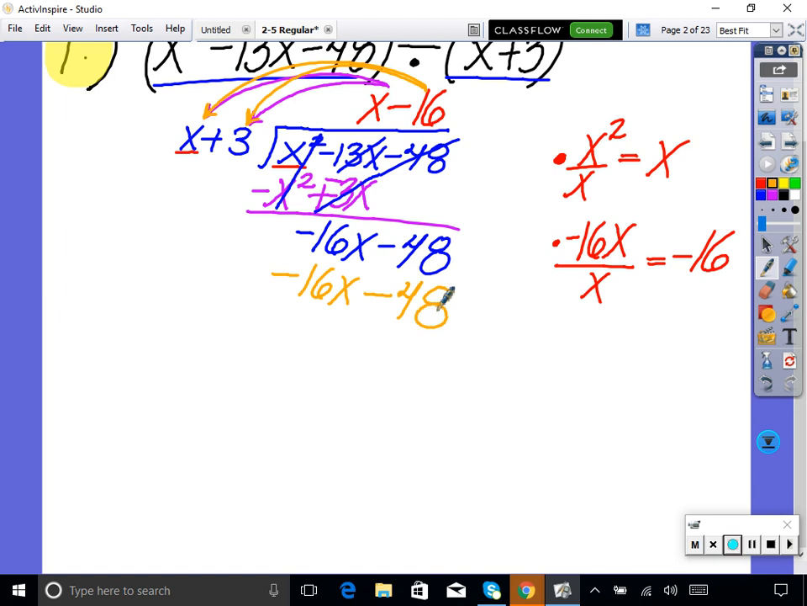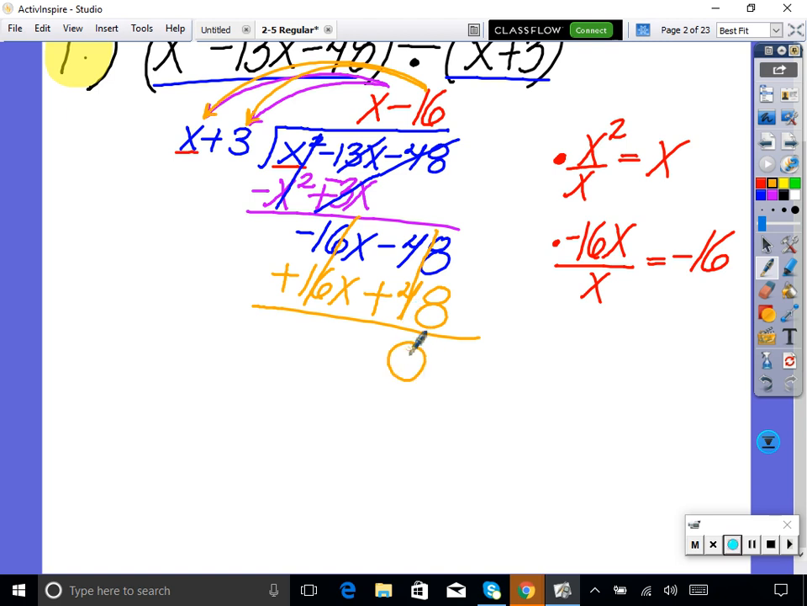We need these 16x's to cancel out. So we need to change the sign on this second one. If you change this sign, though, you've got to change this sign. Okay, perfect. And now we can add straight down. 0, and then doesn't that happen to be 0? Okay, look. All right, let's look now.